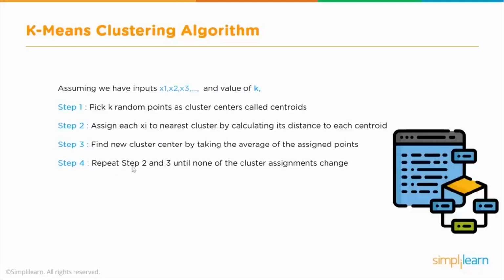We repeat step 2 and 3. So we again calculate the distance of x1 from the centroid C1, C2, C3, and then see which is the lowest value and assign x1 to that. Calculate the distance of x2 from C1, C2, C3 or whatever up to Ck, and find whichever is the lowest distance and assign x2 to that centroid, and so on.